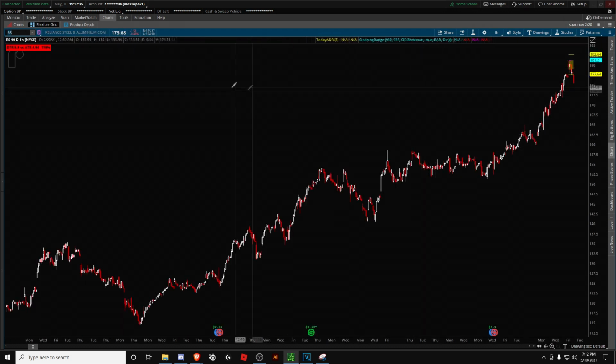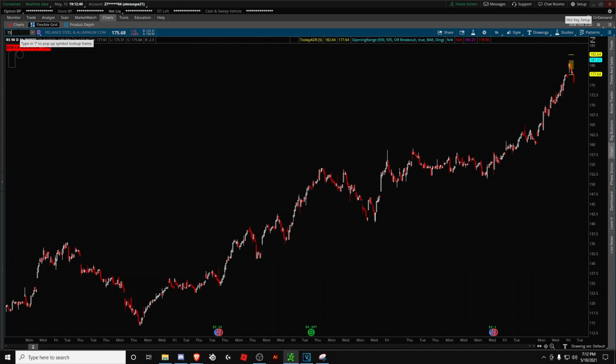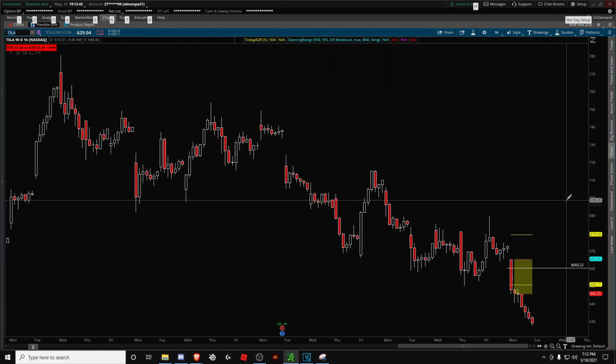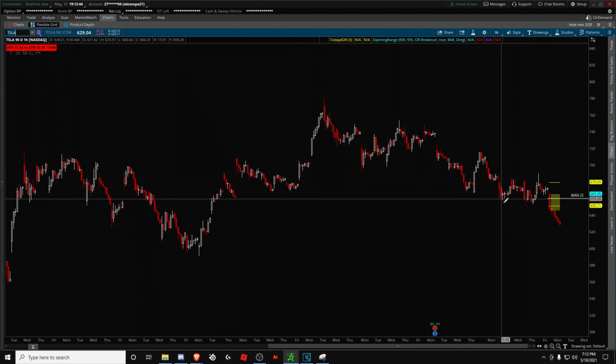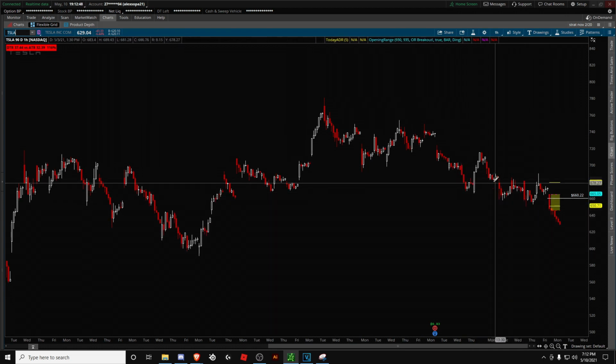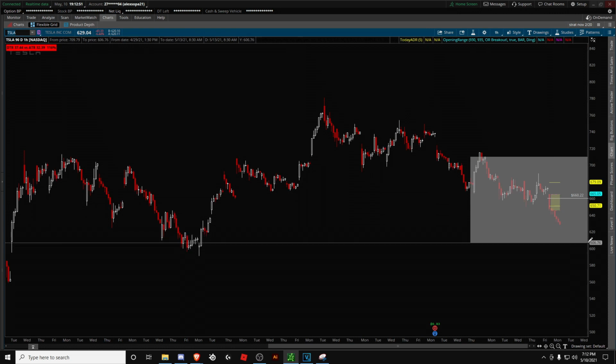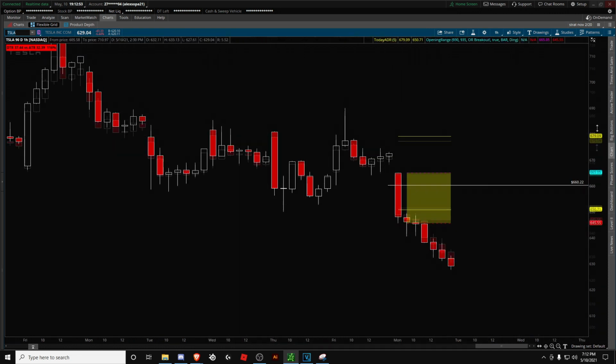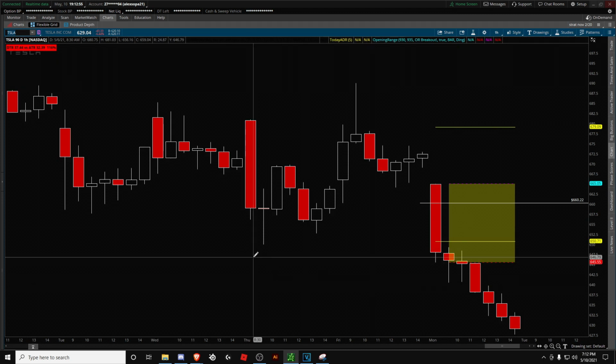So hold up. Let's think. Tesla. Since we know price takes out both sides of a range, we then know to be looking for a broadening formation. This was actually one that I did call out, which worked beautifully.